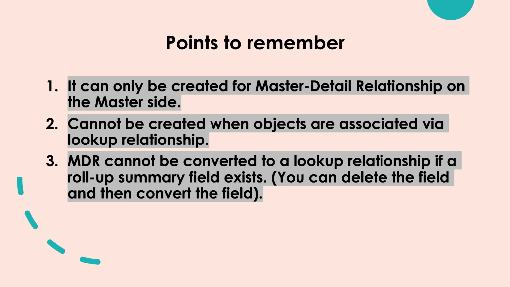You will not be able to create it when the two objects are associated with a lookup relationship rather than a master detail relationship. You will always find a roll up summary field option if the two objects are associated with a master detail relationship. It cannot be created when objects are associated via lookup relationship. That is what we just discussed. Master detail relationship cannot be converted to a lookup relationship if a roll up summary field exists.